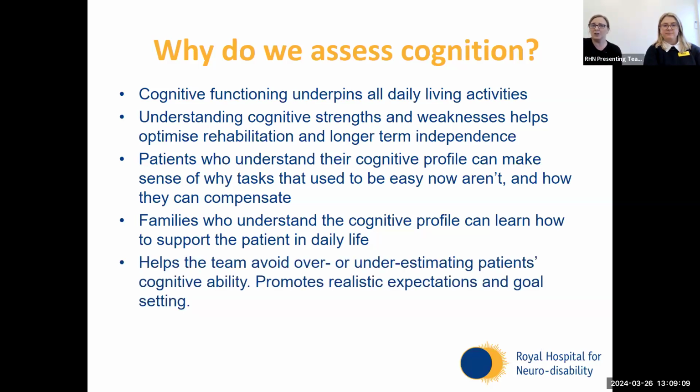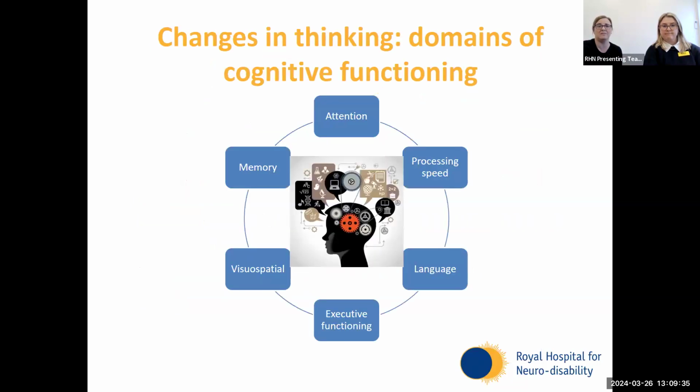And having a good understanding of patients' cognition obviously also helps the whole team, because otherwise there's a danger potentially either of overestimating patients' cognitive ability and then having unrealistic expectations of what they could do, or underestimating it, so not being ambitious enough about what our patients can achieve. So having those realistic expectations helps with our goal setting and helps the whole team support the patient.